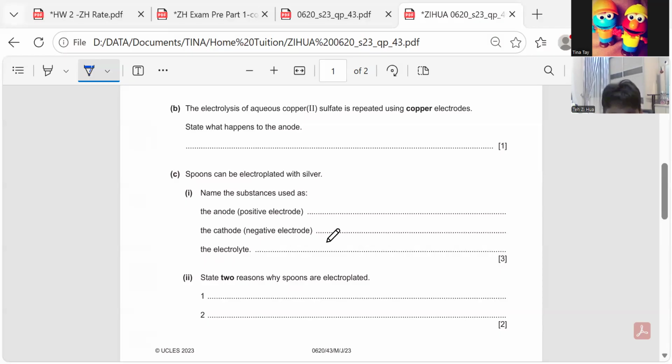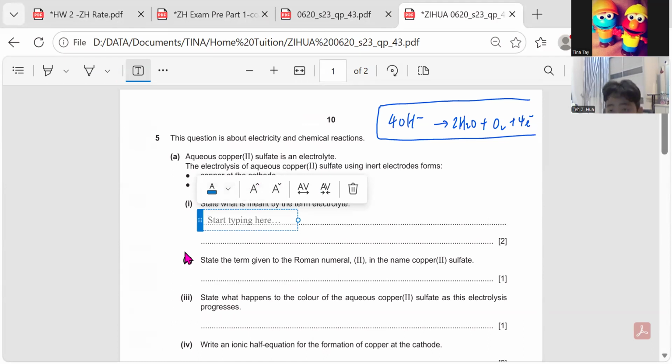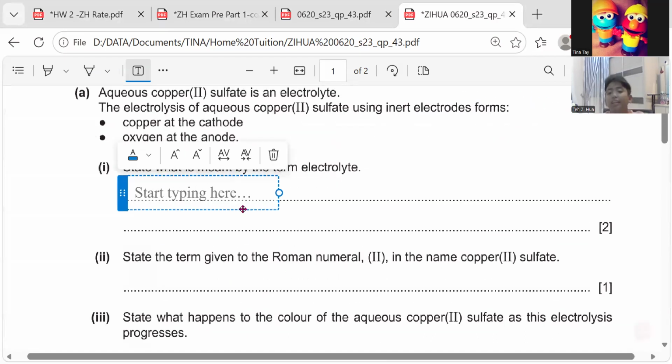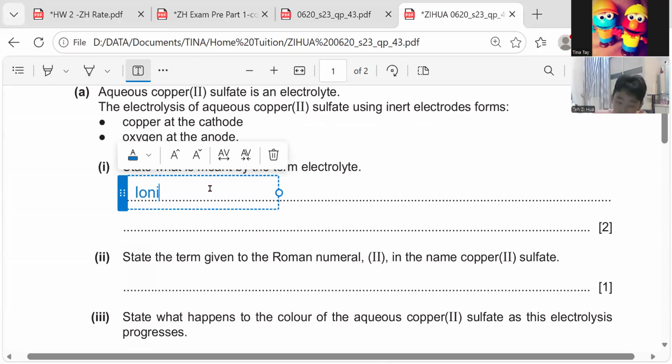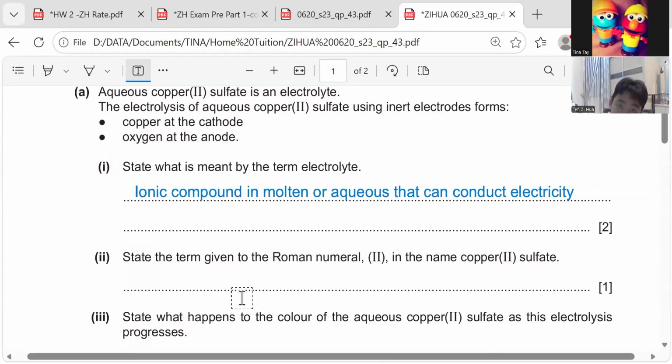Okay, tell me your answers. What is meant by electrolyte? A liquid containing free moving ions that conduct electricity. No. Ionic compounds, you must say ionic compounds in molten or aqueous state, not liquid, that can conduct electricity. Okay?